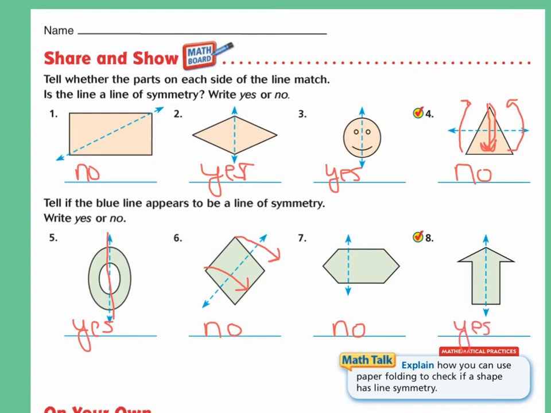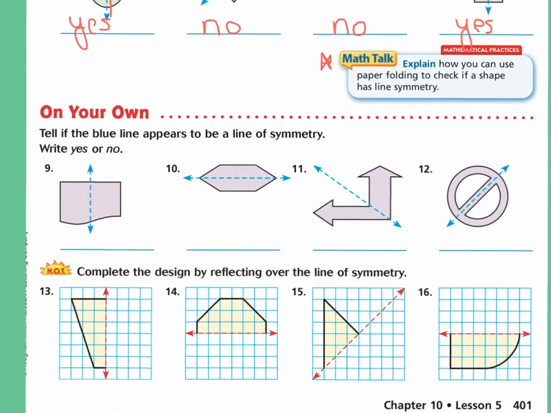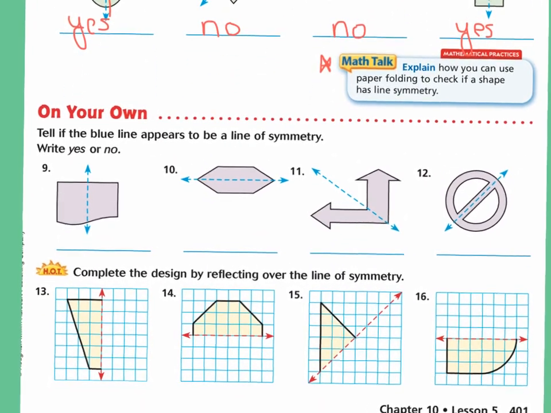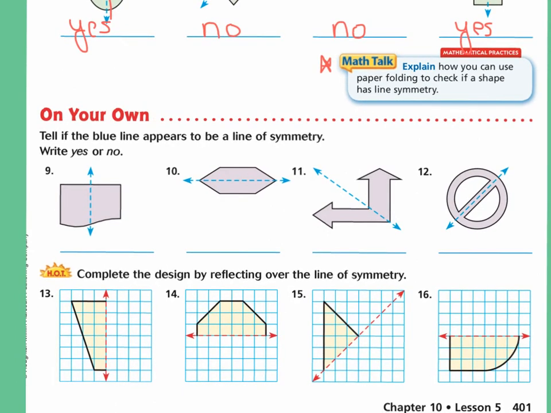So I like our math talk right here. How can you use paper folding to check, right? First you would have your shape, and then you're gonna fold the shape in half different ways, and the crease that happens when you fold the paper gives you a good visual of whether they are mirror images of each other. Let's go ahead and shift up to the on your own, and I would like you to pause the video and see what you come up with for 9 through 12. So go ahead, pause, take a look at them, give me yes or no, and then we'll come back here in a minute, okay? Pause.